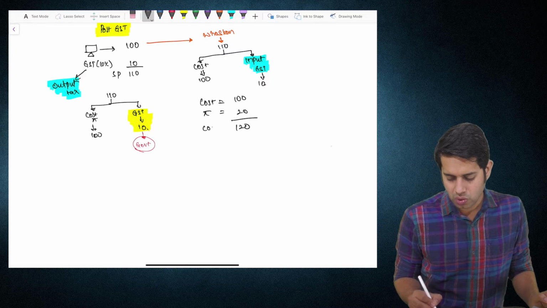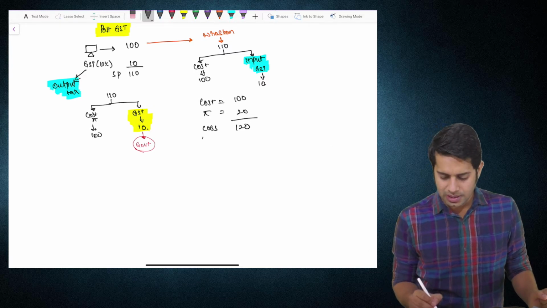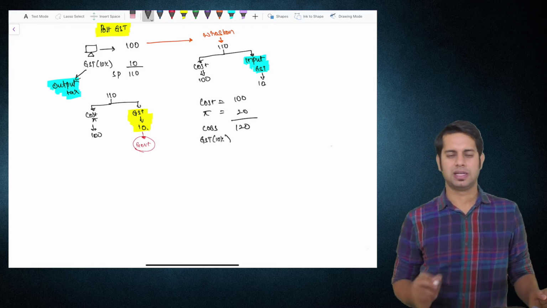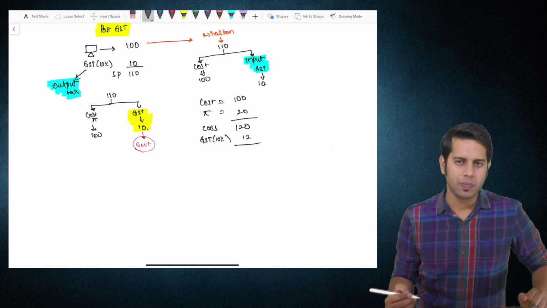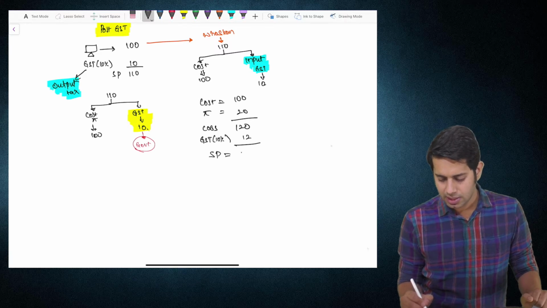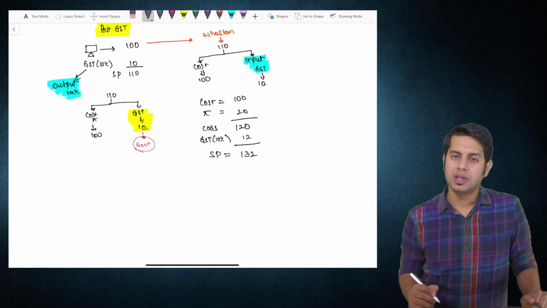So his cost of goods sold is how much? Sir, cost of goods sold is 120 rupees. On this 120 rupees he will have to collect GST at 10%. How much GST has to be collected? Sir, 12 rupees GST has to be collected. So what is his selling price? The selling price is 132 rupees. How is this 132 divided?